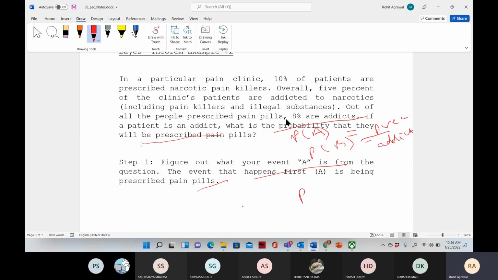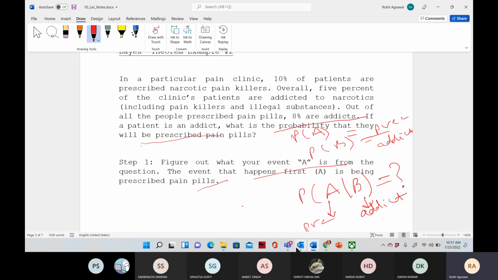Now just see what is required. They require: if a patient is an addict, that means it is given to you. What is the probability that they will be prescribed painkillers? Prescribed painkillers given they are addicts. So this is the question mark. This is prescribed, and this is given that they are addicts.